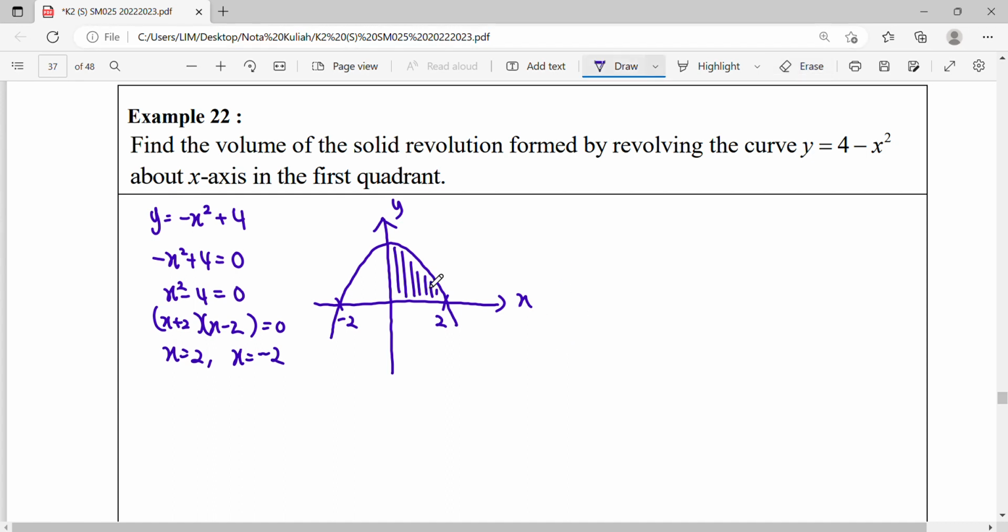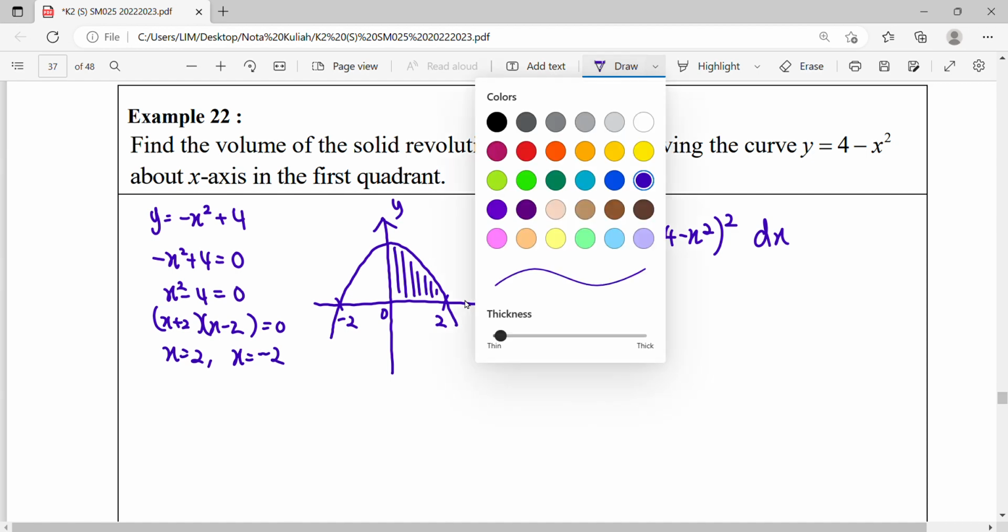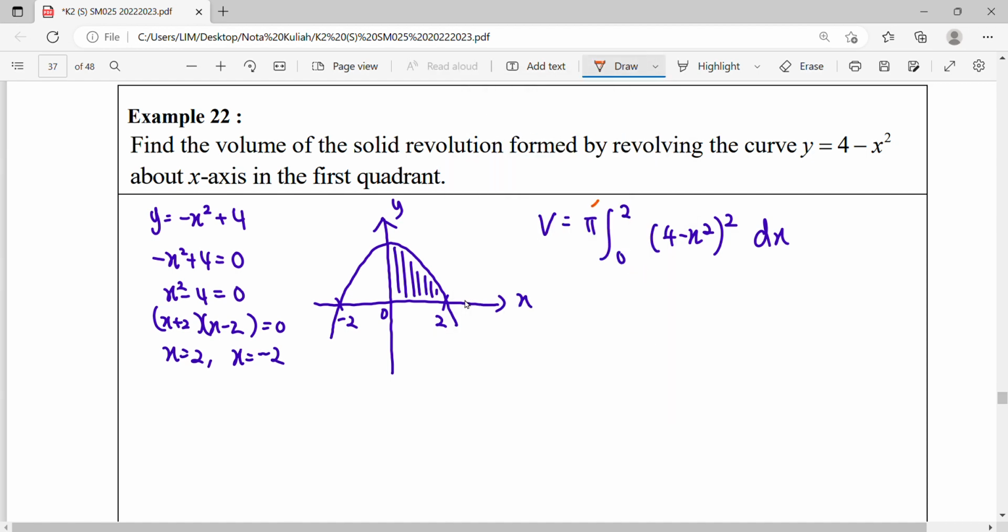Okay, so for the volume formula, we will integrate from 0 up to 2. Don't forget your pi, leave the pi constant up there. Our function in terms of x needs to be squared with respect to the x-axis, so dx. So our formula starts with pi, the function must be squared, then dx.